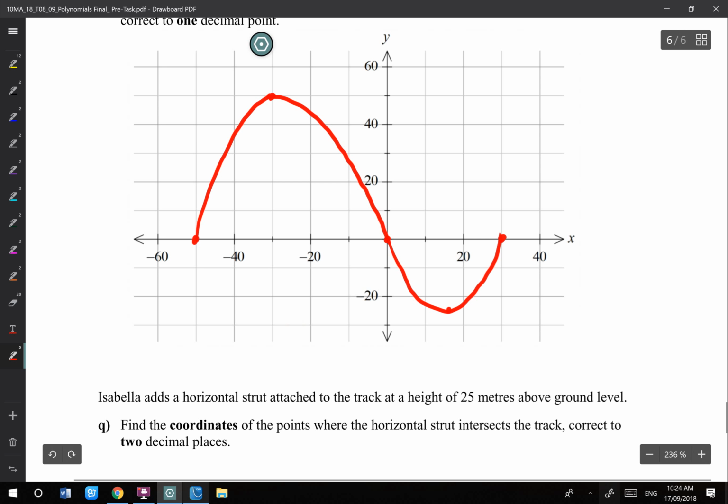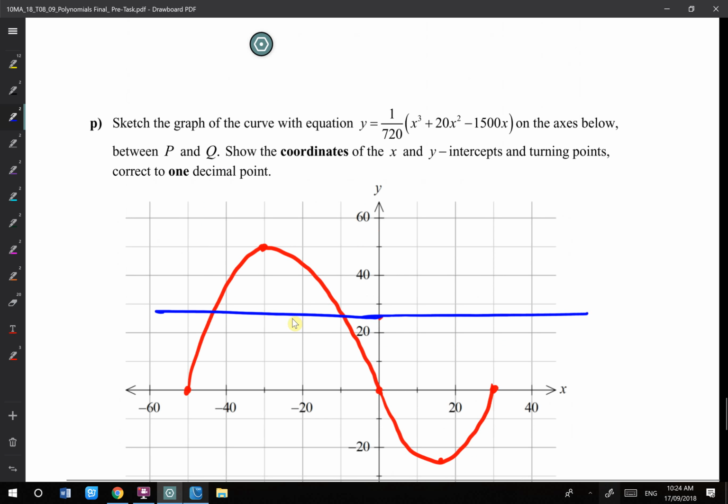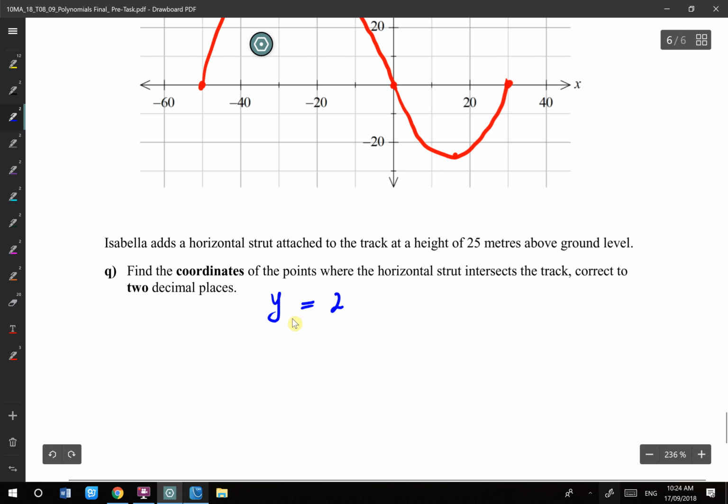Okay, where is the thing they talk about? What kind of line should I sketch here? Give me an equation for the line I should sketch. What equals 25? Y equals 25. Like this. Okay. Find the coordinates where they intersect. So I need y equals 25 and solve for x.